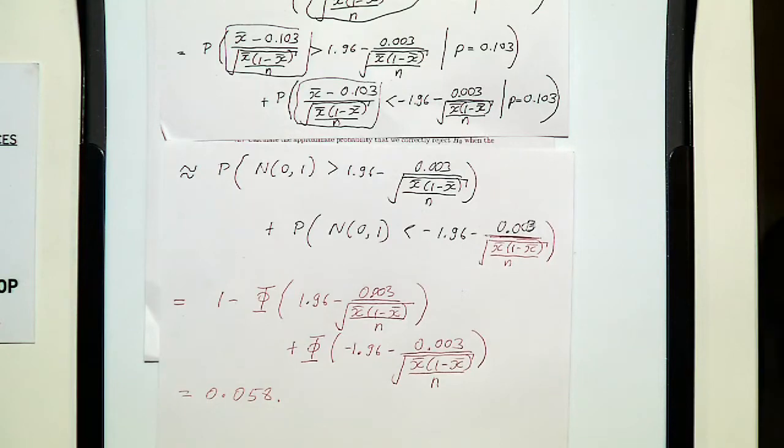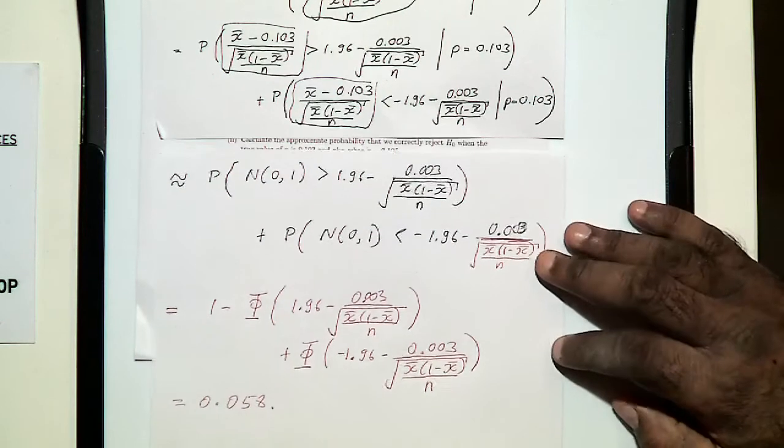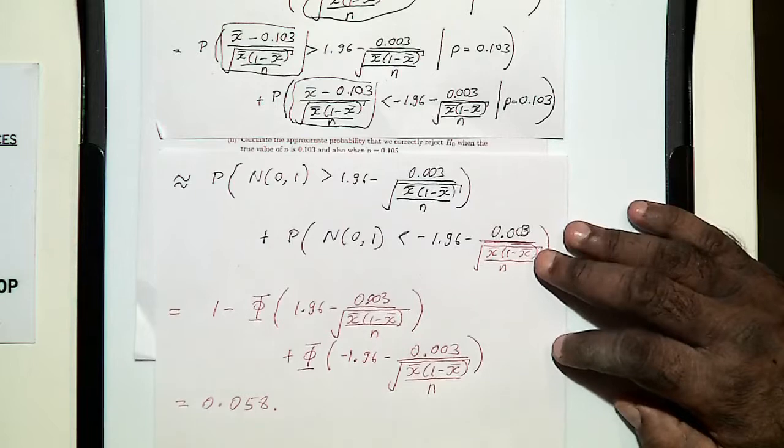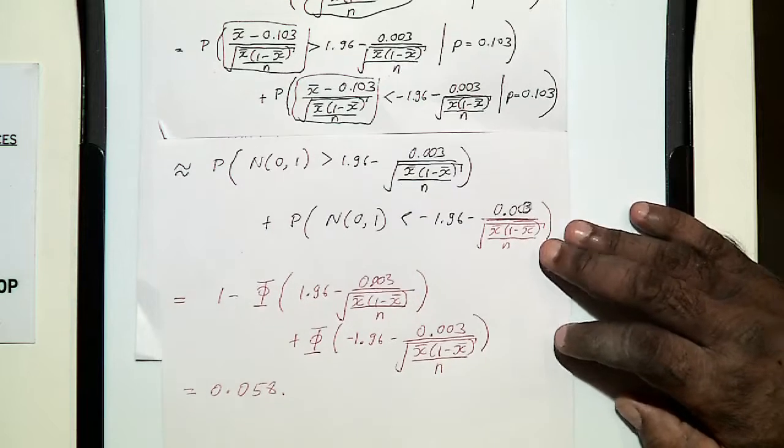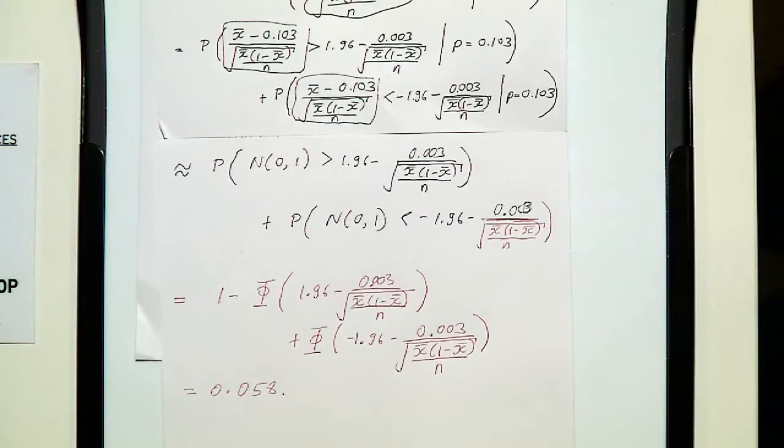That's the probability of rejecting the null hypothesis when the true population proportion is 0.103. And similarly, you can work it out when the true proportion is 0.105. It's very similar, so I'm sure you can do it.